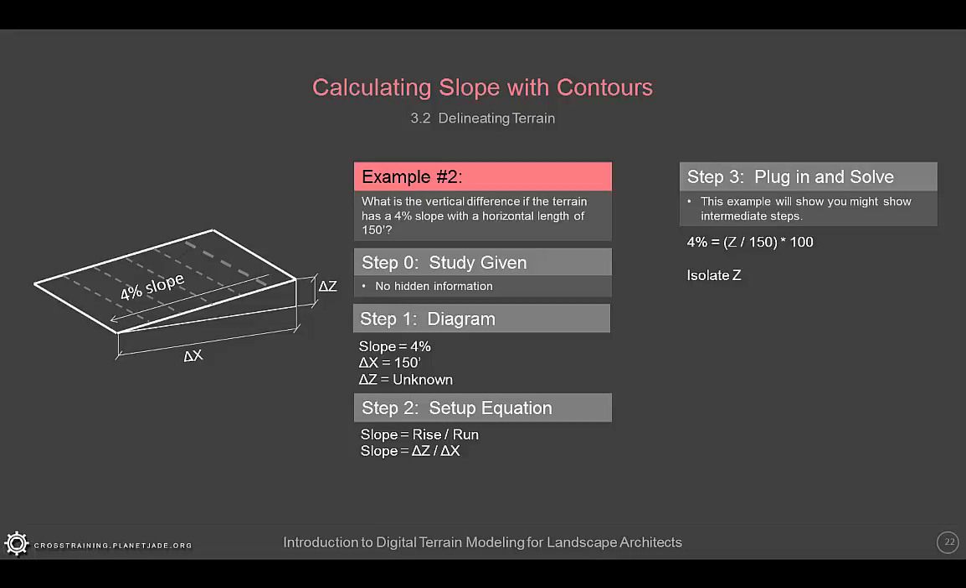Showing my intermediate steps, I want to isolate z. By doing that, I need to divide both sides by 100. So we get 0.04 equals z divided by 150. Now I want to multiply both sides by 150 because I'm trying to isolate z. When I do that, I get 0.04 times 150 equals z. And the solution is z equals 6 feet.